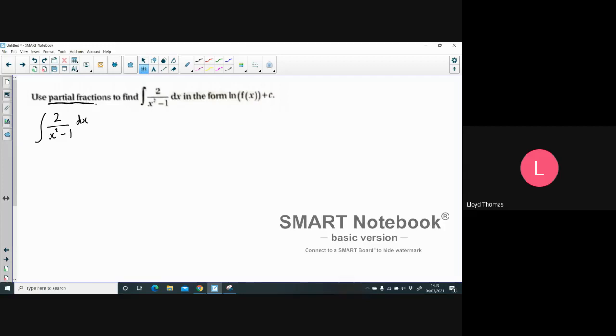Now, partial fractions is not an integration topic. However, we've just done that recently, so let's see how much we can remember, I guess. So we have the integral of 2 over x squared minus 1. Now, it wants us to do it in the form of ln f of x. Now, don't just jump straight into doing ln of the bottom, like the rule I've just been telling you, because I'm not sure it'll necessarily work here. Plus, the question tells me to use partial fractions.